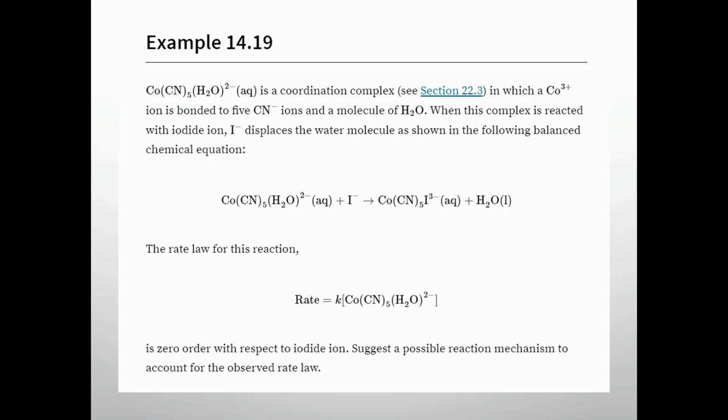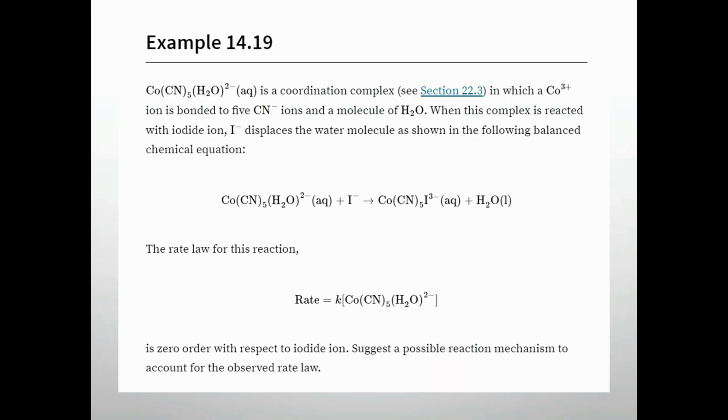It works with water, because water has lone pairs on the oxygen. It works with cyanide, because there's a lone pair on the nitrogen. It works with ammonia. It works with a number of things. We want to replace that water with an iodine. But this is a single-step reaction with a rate law. Well, it's not a single-step reaction. It's going to be a single-step, slow step 1 reaction.